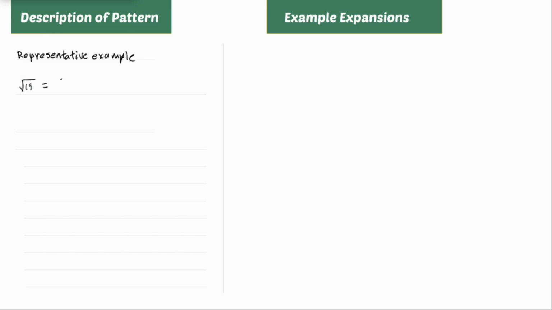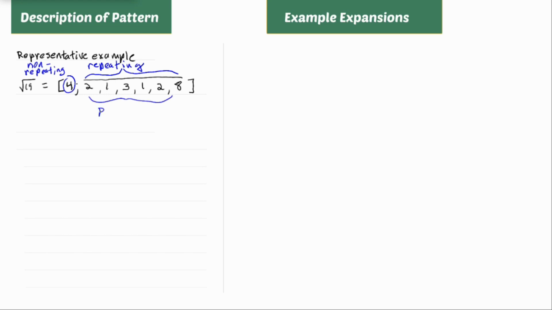The square root of 19 equals 4, 2, 1, 3, 1, 2, 8, with a bar over everything except the 4. The first term is non-repeating, but the rest, everything under the bar, repeats indefinitely. It's somewhat surprising that a repeating pattern appears at all, but there's more. Within the repeating part, the terms before the last one form a palindrome. You can read it forward or backward, and it's the same.